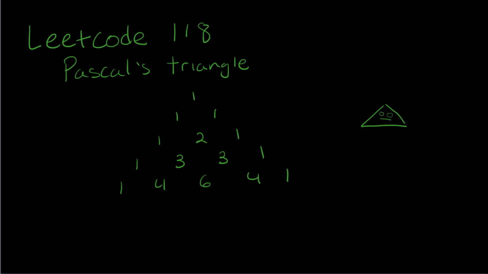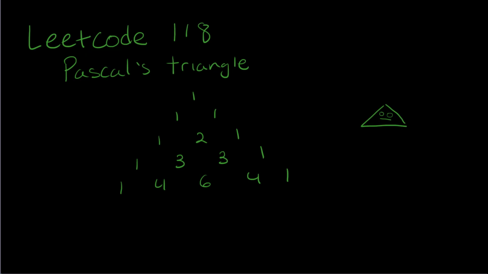Leetcode 118 is titled Pascal's Triangle. It states, given an integer numRows, return the first numRows of Pascal's triangle. In Pascal's triangle, each number is the sum of the two numbers directly above it. I've drawn out the first 5 rows of Pascal's triangle for you.